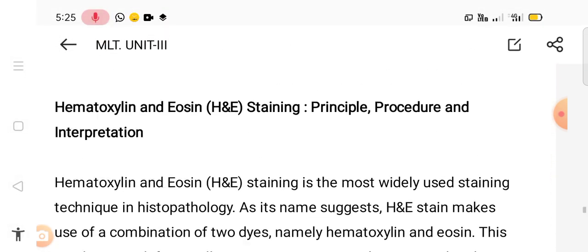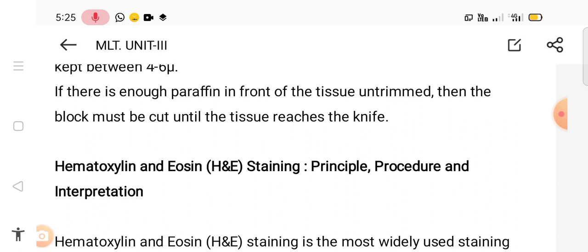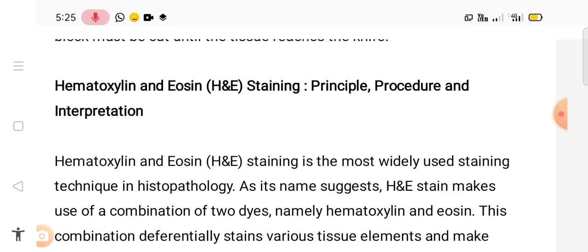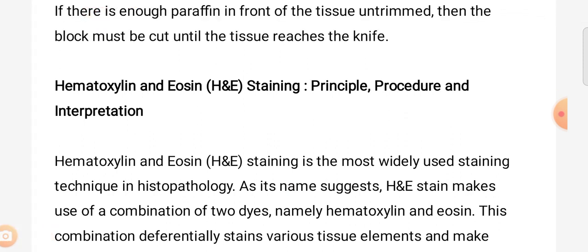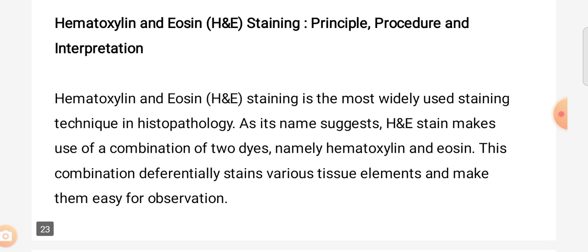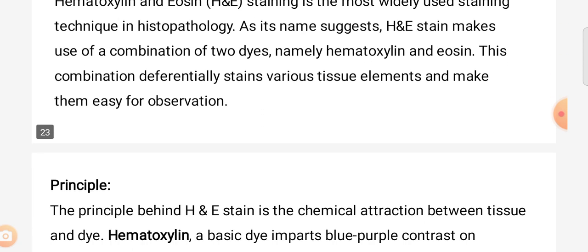Next one, hematoxylin and eosin staining: principle, procedure and interpretation. Hematoxylin and eosin staining is the most widely used staining technique in histopathology. As the name suggests, the H&E stain makes use of a combination of 2 dyes, namely hematoxylin and eosin. This combination differentially stains various tissue elements and makes them easy for observation.